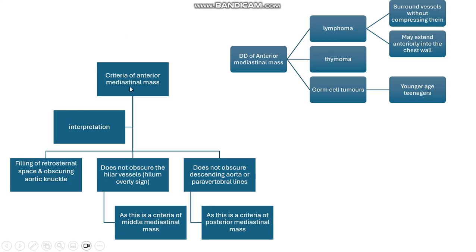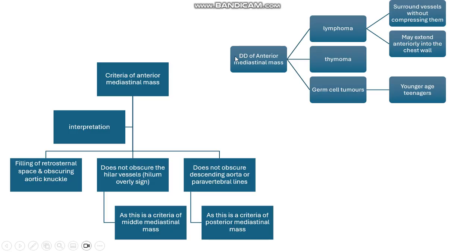Now what are the three criteria of the anterior mediastinal mass? Filling of the retrosternal space and obscuring the aortic knuckle. Okay, the second one: doesn't obscure the hilar vessels because this is a criteria of the middle mediastinal mass. Doesn't obscure the descending thoracic aorta or the paravertebral lines because this is a criteria of the posterior mediastinal masses.